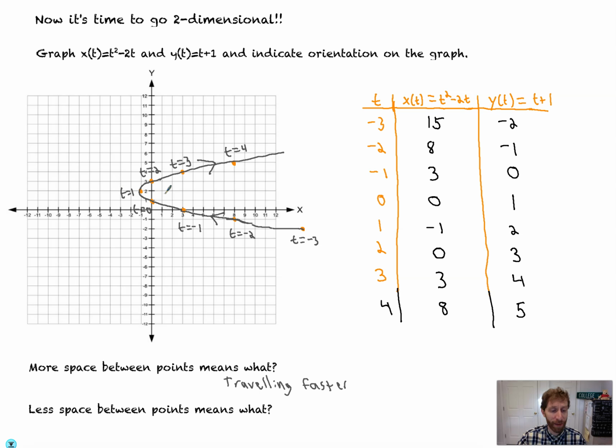And if there's less space between 2 points, like here to here versus there to there, the same amount of time goes between 1 and 2 as does between 3 and 4, yet we've gone a lesser distance. That's a slower speed. So that would be traveling slower or slower speed. So traveling faster, traveling slower, however you want to think about it. That's it for graphing. It's very simple. Plug in the points, but there's a little more concept that you can intuit from it. And I'll leave it there.